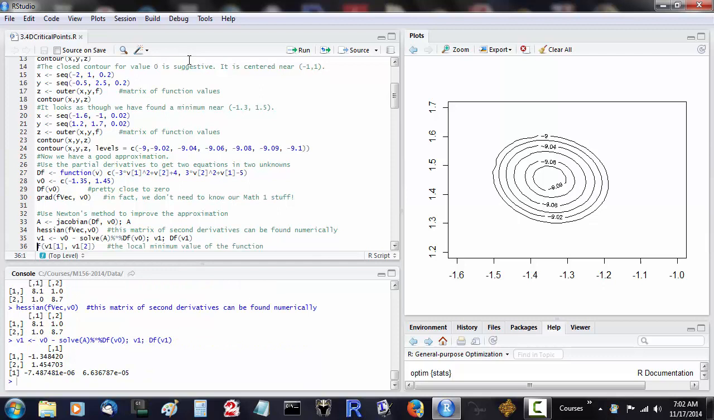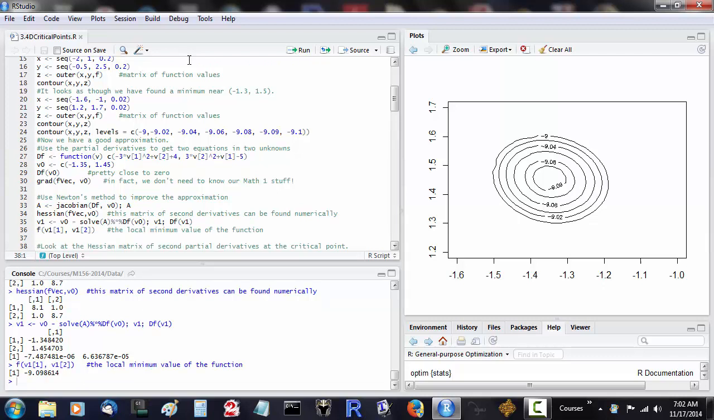And what have we found? V1, the value of our minimum, is at minus 1.34, 1.45, and the value of the function there is around 10 to the minus sixths. Sorry, I take that back. The value of the function there is minus 9.09. That is a very good approximation to the minimum value of the function.